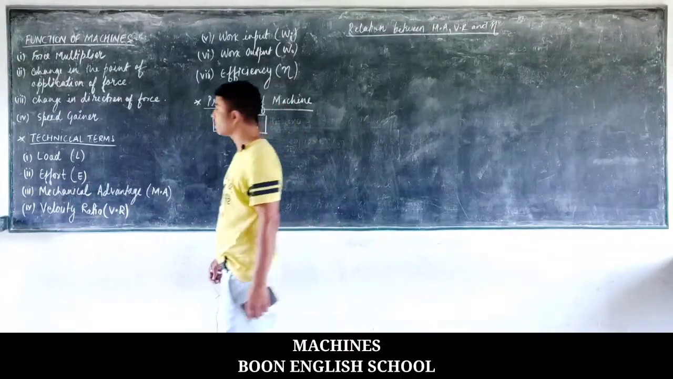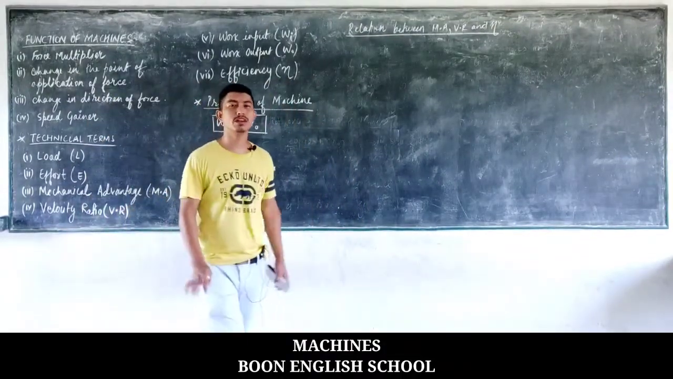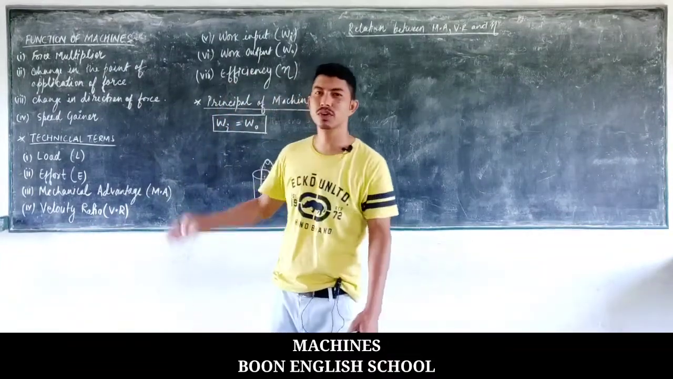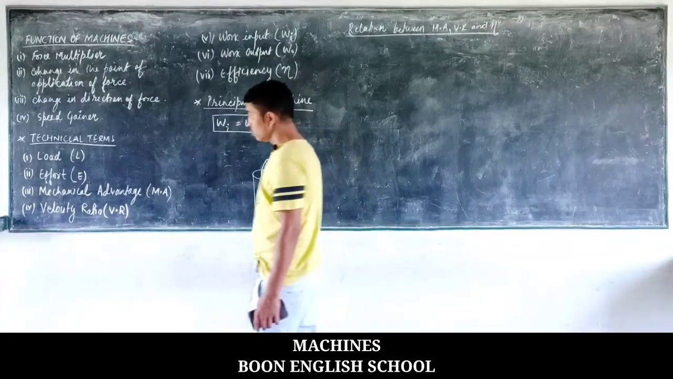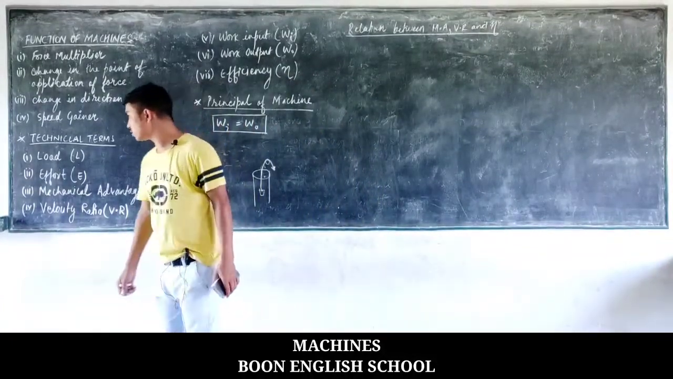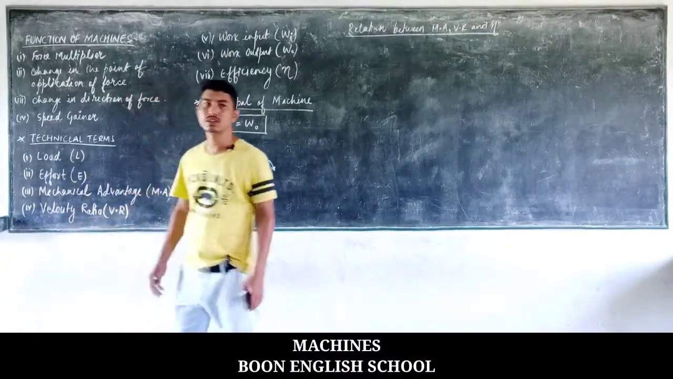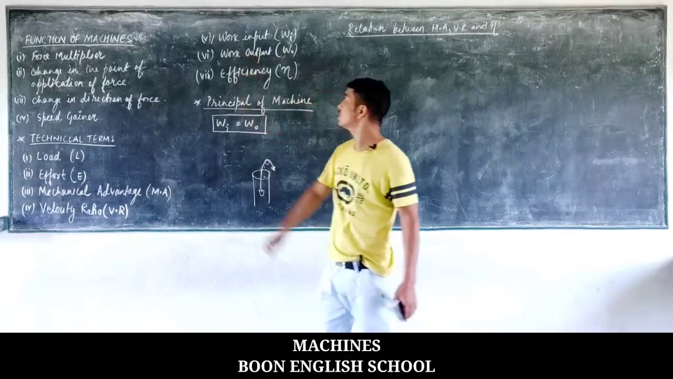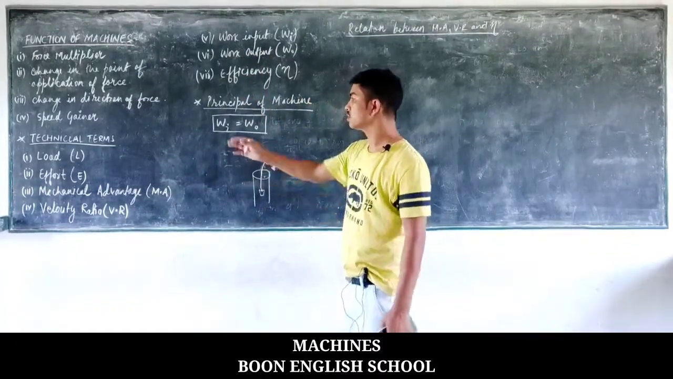Now we learn some of the technical terms related to the machine. Here we will be learning about very simple machines, which is why these are called simple machines. The 7 technical terms related to simple machines are load, effort, mechanical advantage, velocity ratio, work input, work output, and finally efficiency. First, coming to the load.